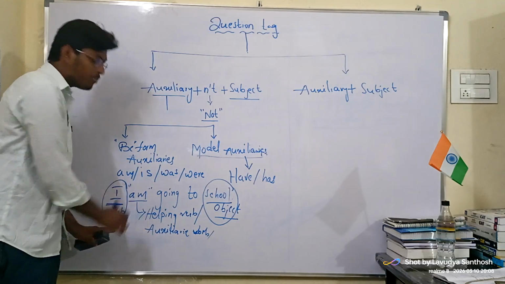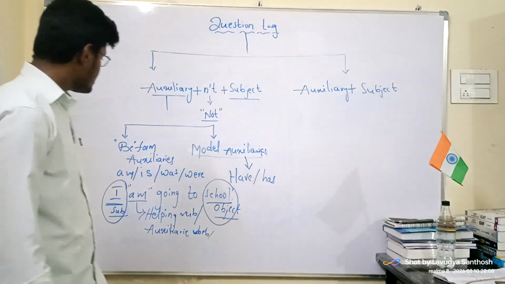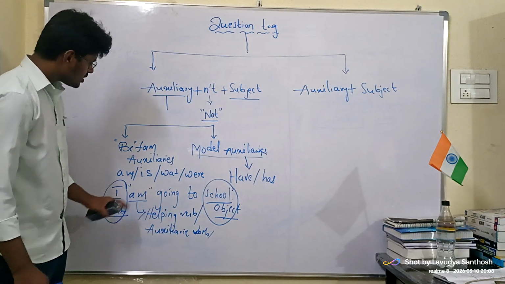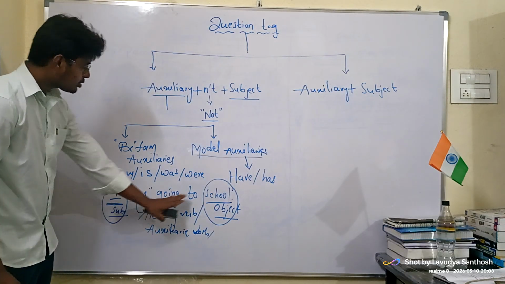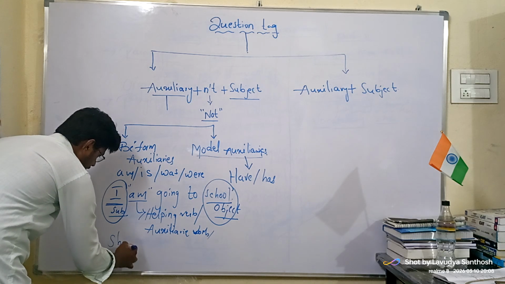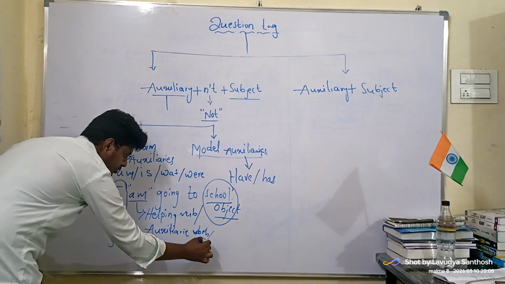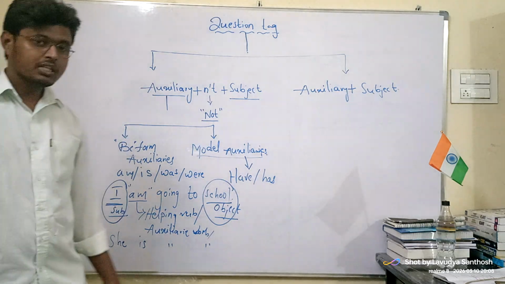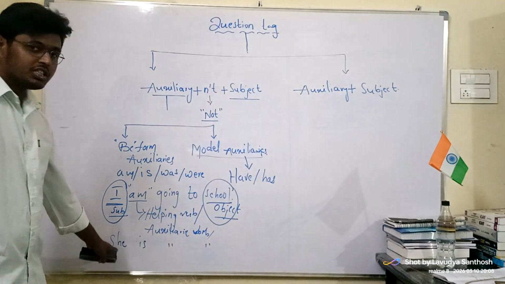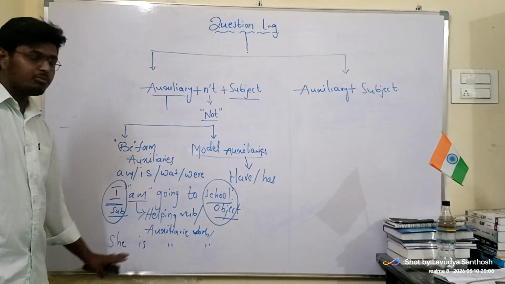Okay, the word is the same, but the names have been given to them differently. Now you see here: I am going to school. She is going to school. She or he is going to school. Now can you tell me what the subject is here? She is the subject. Is is our auxiliary, a be form verb.